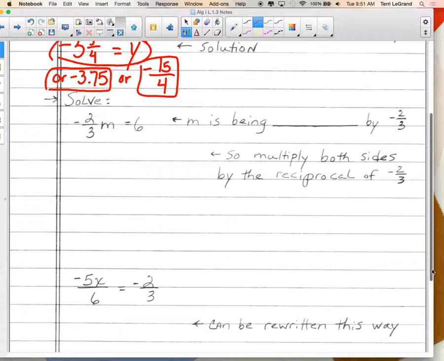This is the one that's always interesting to me. This is when I know you guys are so calculator dependent. -2/3 m equals 6. What's happening? M is what? Being multiplied by 2/3. Okay, so it's being multiplied by 2/3. Well, how do we undo multiplying? We divide. So here's what I will see on students' papers. Watch. You do not need to write this down, but just watch what I write. Because this is what I will see.